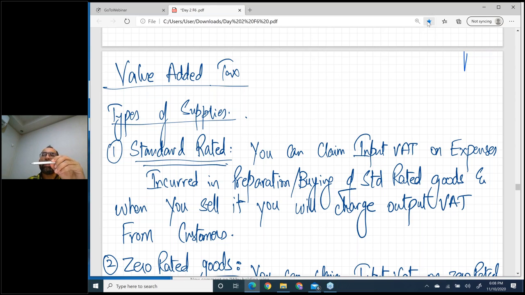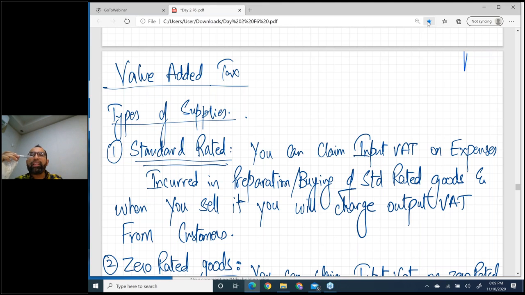Let us say the government marked this pen as standard rated goods. Now if you incur any expenses, or you buy inventory to make standard rated goods, and you pay any VAT in the making of this standard rated good, you can easily claim input VAT.